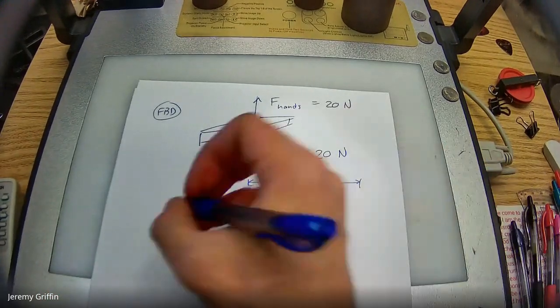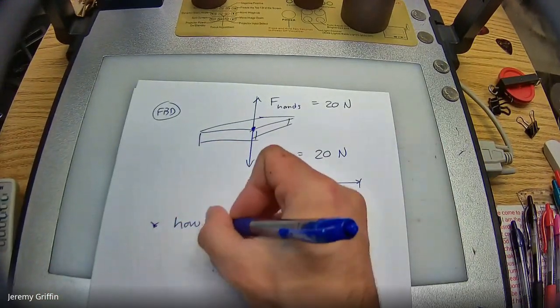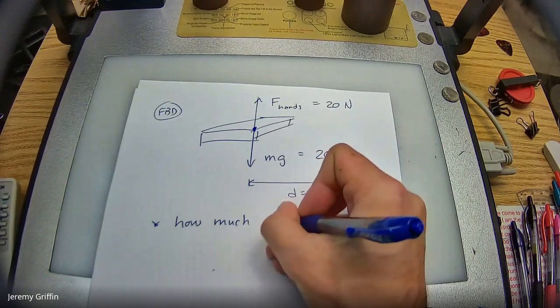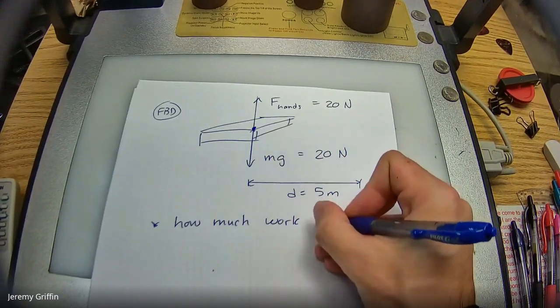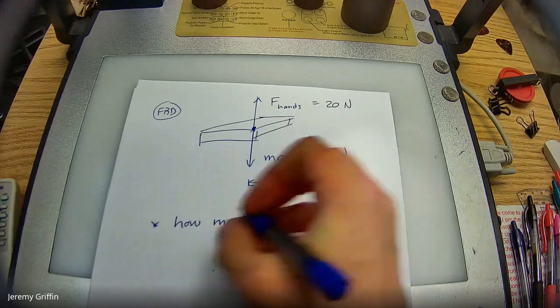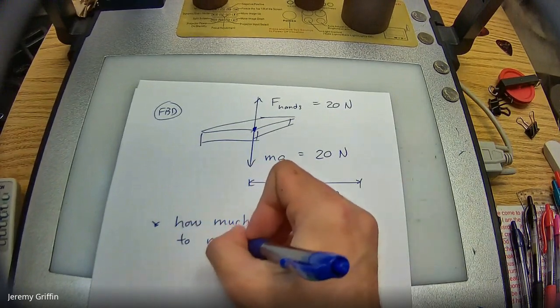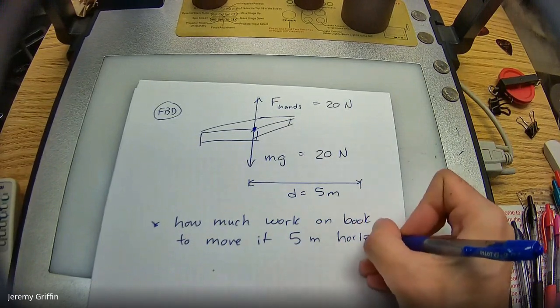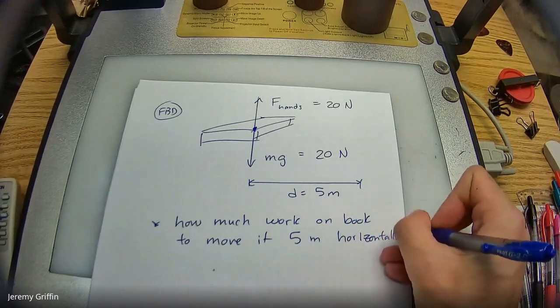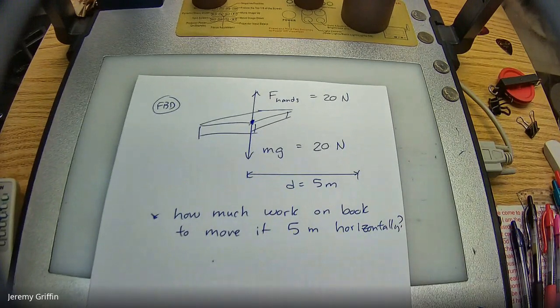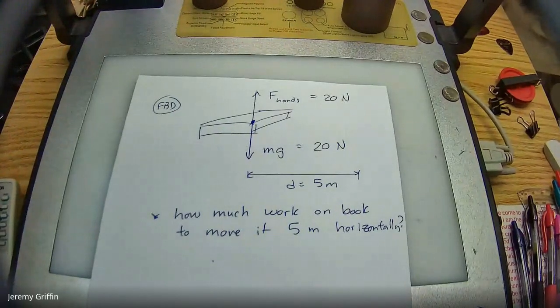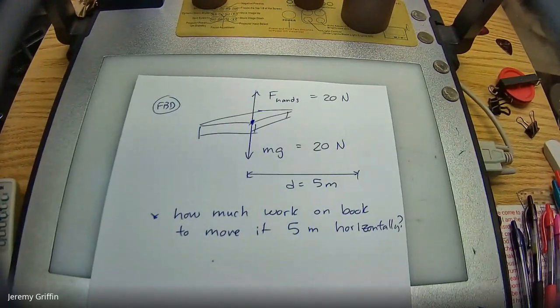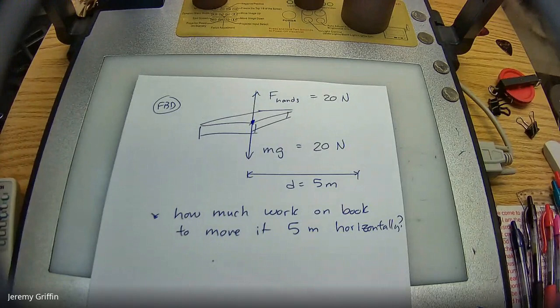Okay. So how much work was done on the book to move it 5 meters horizontally? Okay. So to demonstrate, I've got a book right here. I hold it. So many newtons down, so many newtons up. I'm just moving it horizontally across the ground. What do you guys think the answer to this question is?